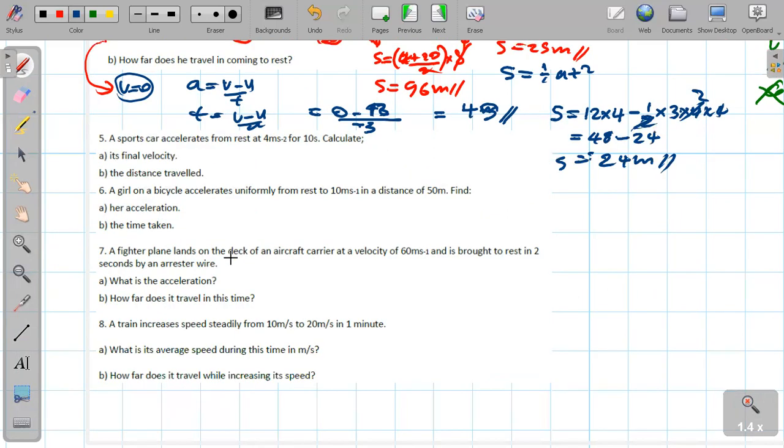Number 5. A sports car accelerates from rest at 0 m/s² for 10 seconds. Calculate the final velocity.